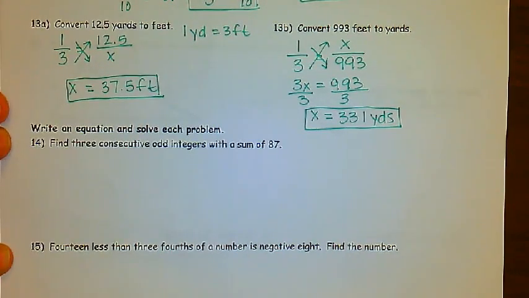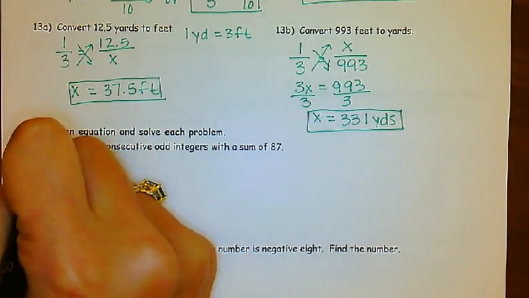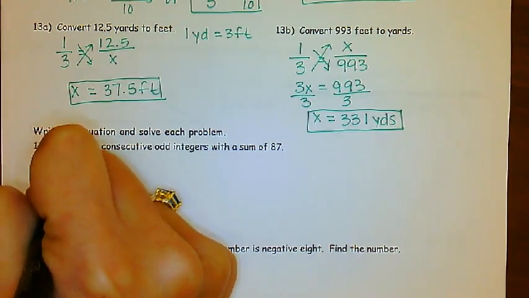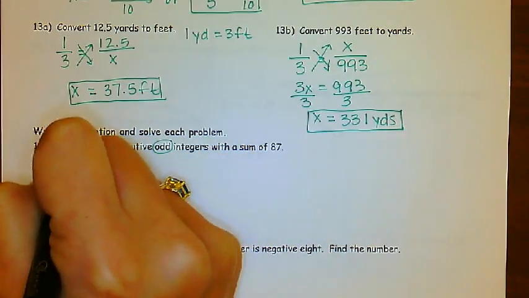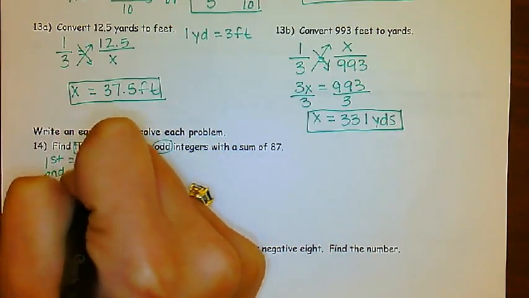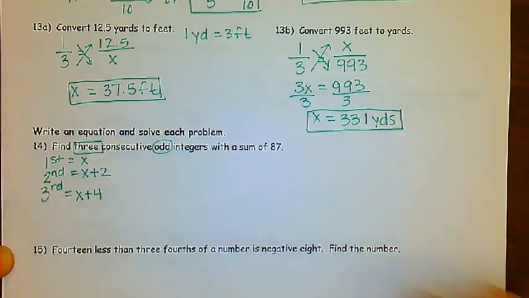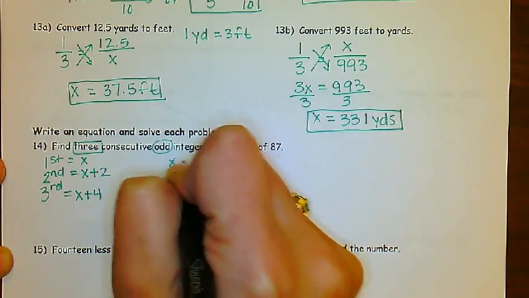Okay, next one. So for this one we have 3 consecutive integers. So remember we have our first, second, and third. So I see that there are 3 and I see that they are odd. If they are odd, make sure that you go every other one. So x plus 2, x plus 4. And then we are finding the sum, so let's add them up.